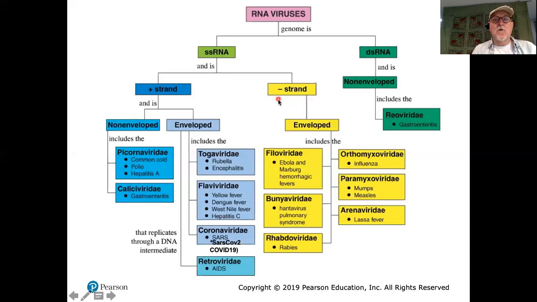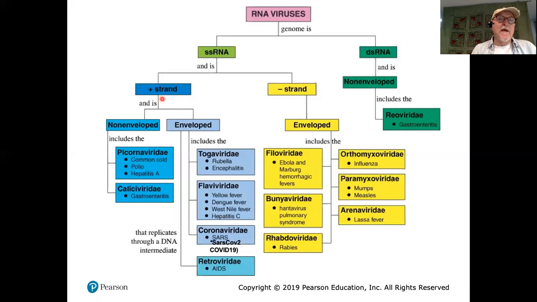These require another step in order to be replicated. So we'll talk about the positive strand first. It's the easiest to understand. Single-stranded RNA is just like messenger RNA, ends up in the cell, gets replicated, and it gets translated, et cetera, et cetera, et cetera.